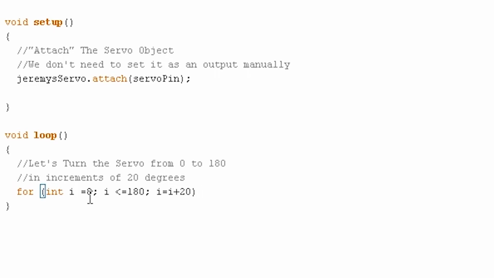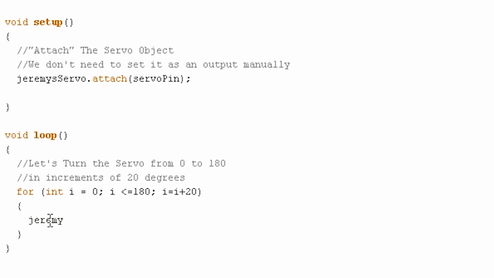What this for loop will do is start us out at 0 degrees, and it'll rotate us up by 20 degrees until we get to 180 degrees. And then when we're done, it'll rotate automatically back down to 0. The library automatically handles figuring out what direction it has to rotate based on the current position and what position you want to go to.